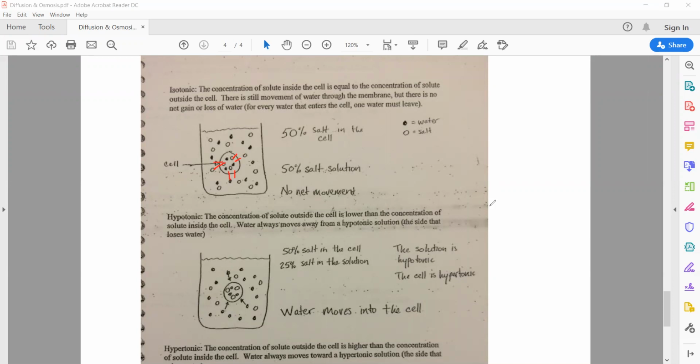Now the next one down here, again, we're not going to be telling you whether it's hypotonic or hypertonic, but here it says there's 50% salt concentration inside the cell and 25% salt concentration outside the cell. So remember, your water is going to follow your salt. So where's more of your salt? Your salt is inside this cell.